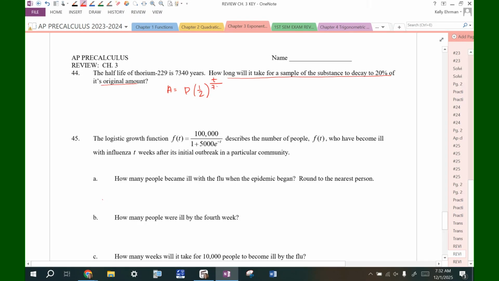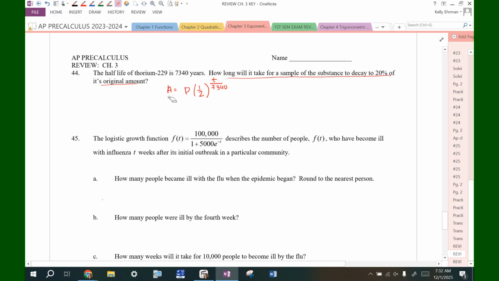I'll explain that in a minute. This is always the setup. Why is this the setup? Because when you plug the half-life in for t, you end up getting 1/2 to the first power times whatever you started with. So half-life is how long it will take for exactly half of the substance to remain.